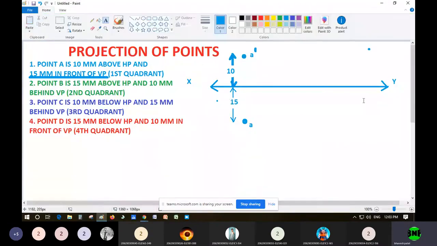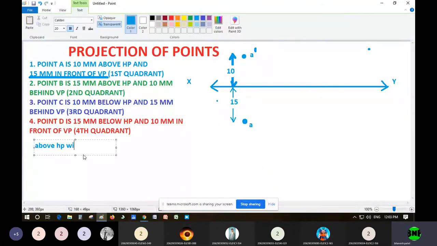So my dear students, you can see in this way you have to plot the point. The point above HP will be seen in the front view, so you have to denote it by A dash. And in front of VP will be seen from the top view, right? So this distance will be seen from the top, which distance? 15 mm distance, and above HP distance means 10 mm distance. So you have to draw like this.